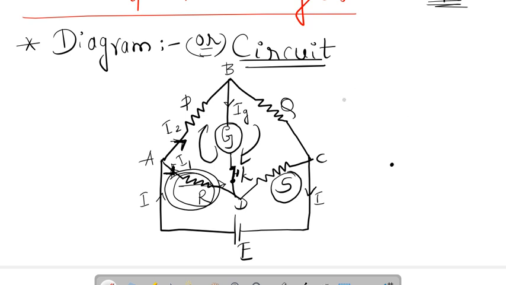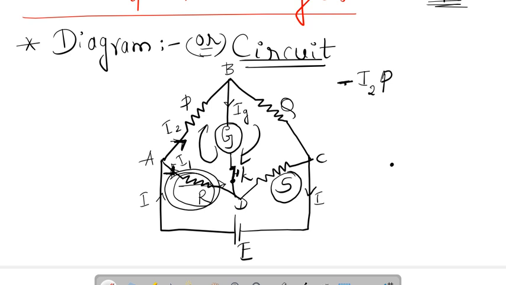Now, according to Kirchhoff's laws, look at the diagram. It is equal to the loop ABDA. If you consider ABDA, this is opposite to the direction of the current. So therefore, I will write this as minus I2 into P, according to the flow of current.